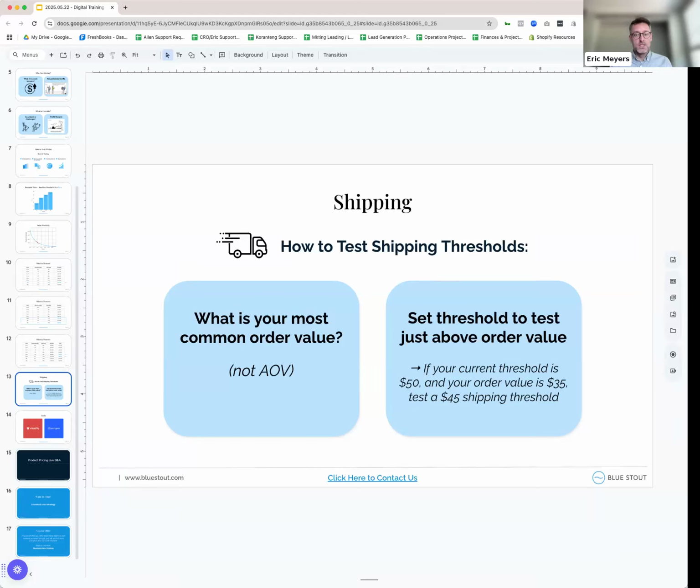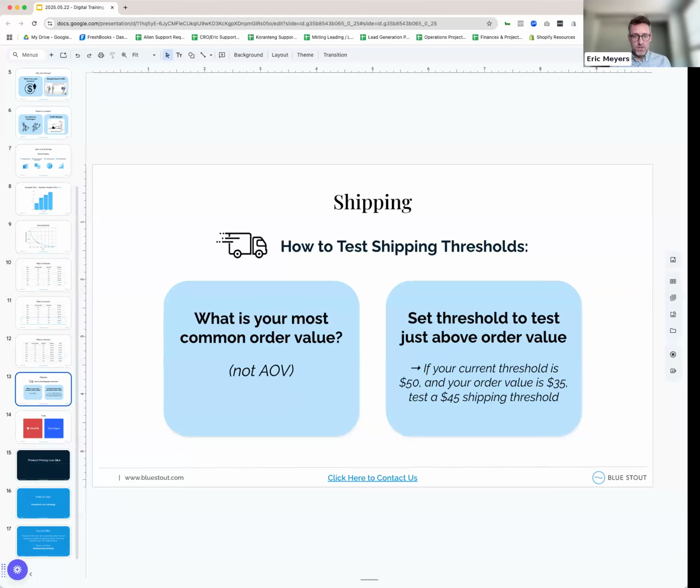The framework that we use to set this up is we would usually just take a look at all of your subtotals across a time period, say the last 60 days. Look at the subtotal of all your order values, after discounts but before tax and shipping, because that's the number that your shipping threshold will be calculated off of. We don't look at average order value. What we look for are modes.